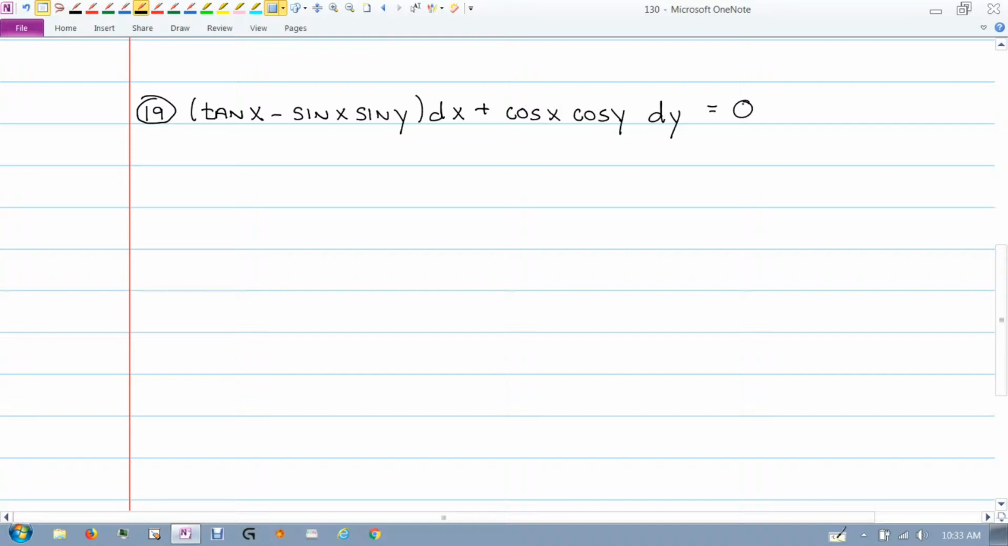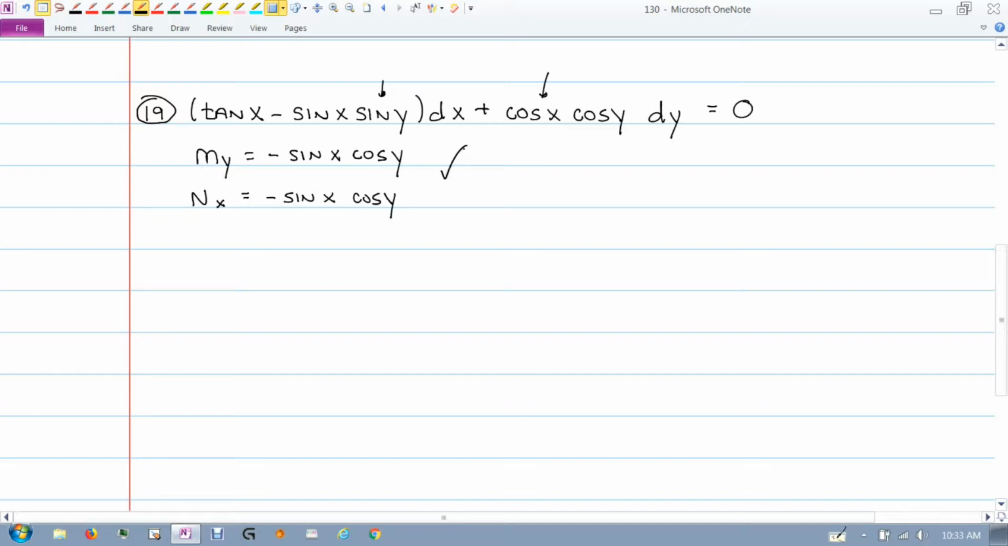All right, so let's take the partial of M with respect to y. We're just differentiating that sine y, which is cosine y, but we still have the negative sine x in front of it. Then we take the partial of N with respect to x. All we're going to do is differentiate that, which gives us negative sine x, and that cosine y we're treating like a constant, so that works.